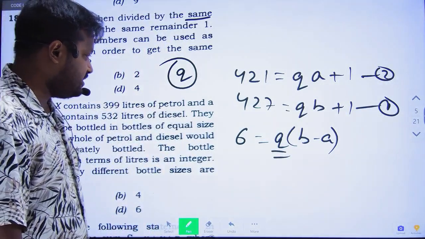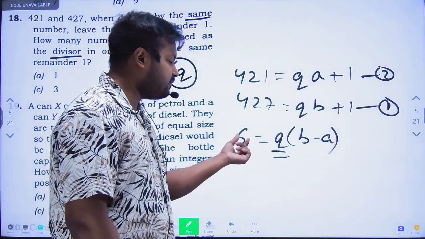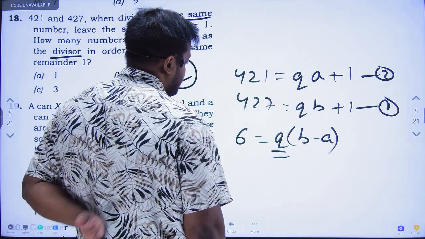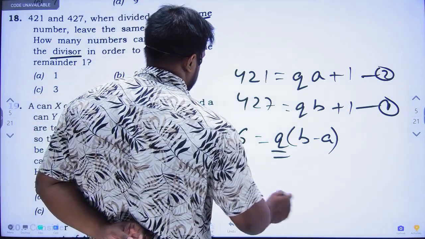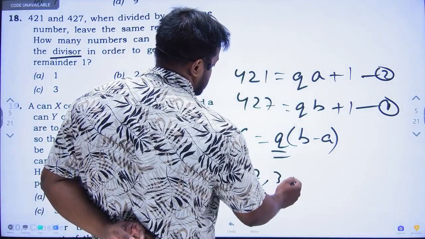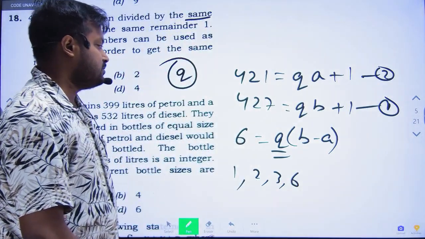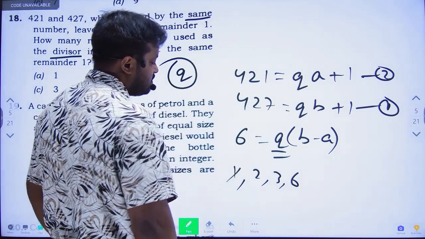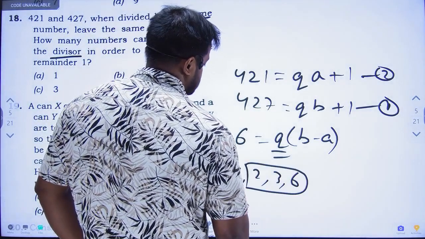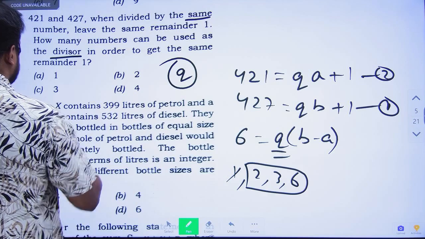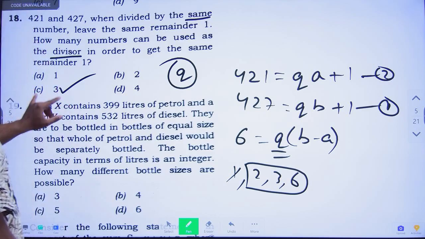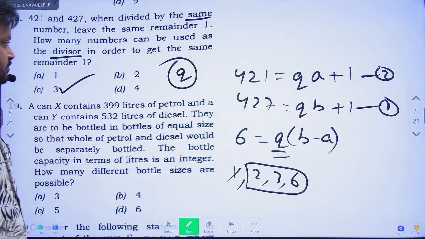So you can clearly see q is basically a factor of 6. So how many factors of 6 are there? 1, 2, 3 and 6. Simply I am prime factorizing 6 and writing the factors of 6. So 1 it cannot be, so 2, 3, 6. As per me the answer will be option C, as per me it is 2, 3 and 6. Means option C, 3. Okay, fine.